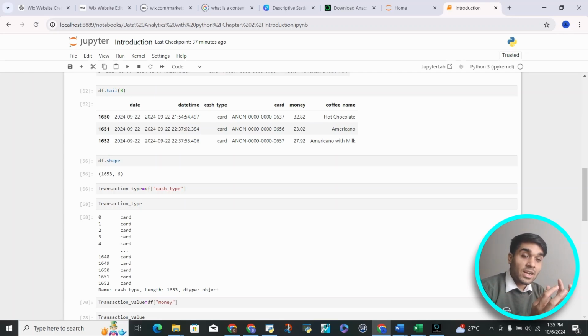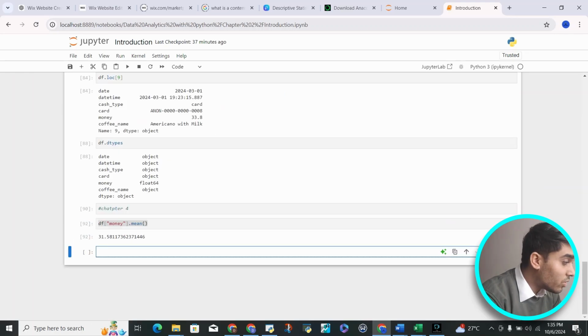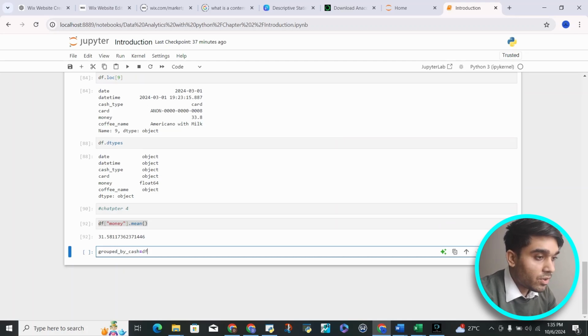So we'll group the entire data set based on the cash type, and we use the group by function. If we go here, you can see grouped by cash. We will write df, that stands for data frame, and then we'll do group by. I want to group by cash type, so I'll write cash type here, and I want to get money, so I'll write money, and I want to get the mean.